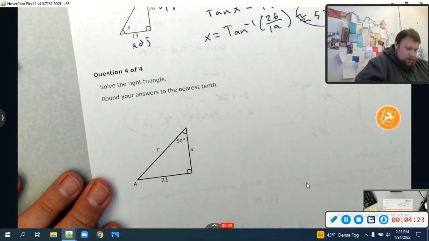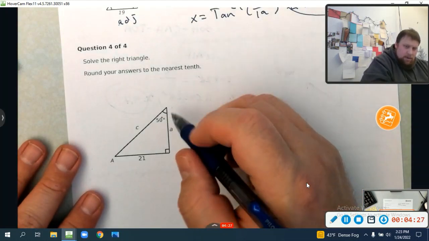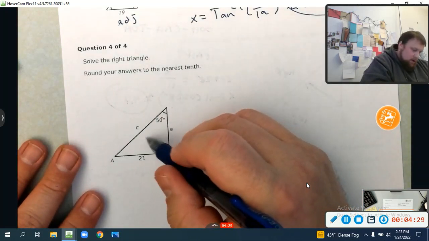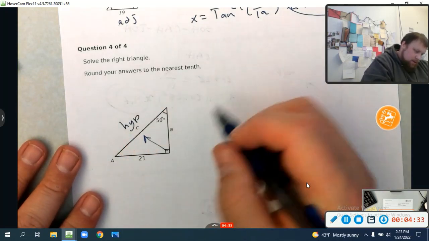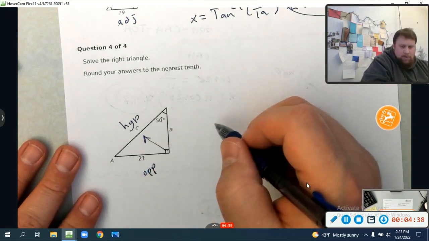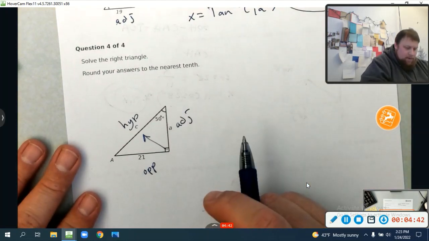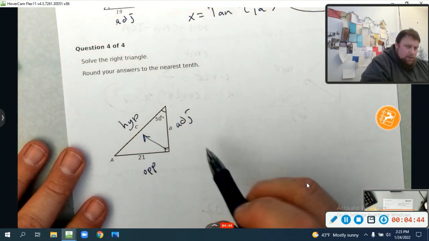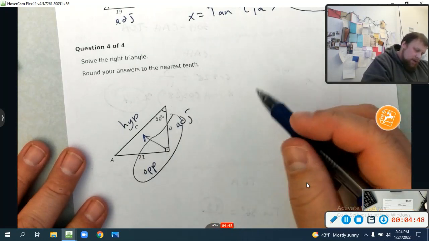Solve the right triangle. Let's look. All right, again, I have an angle. I have an opposite. Here's my hypotenuse. I have an opposite right here. I have a hypotenuse across from the 90 degree, and I have an adjacent to the angle I'm given, right? So if that's true, listen, we've got to solve for two unknowns. We're going to do one at a time. I'm going to use what I'm given to solve for my adjacent.